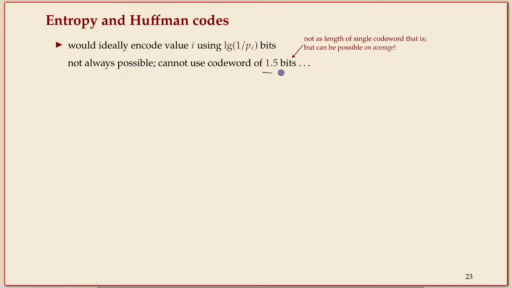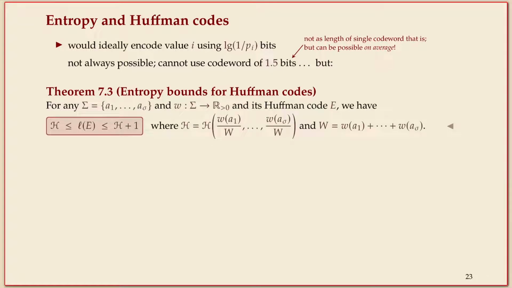So in Huffman coding, we cannot do this. So it seems like as long as we have a Huffman code, we have to somehow round up. And that's also what we see in this result. So let's parse this step by step.